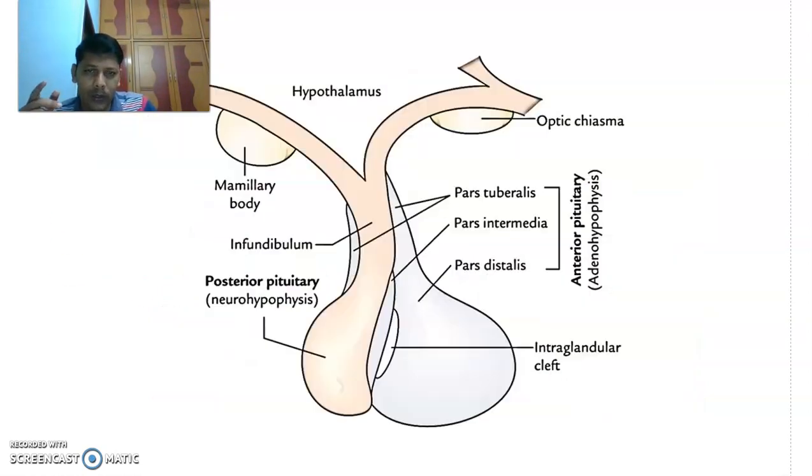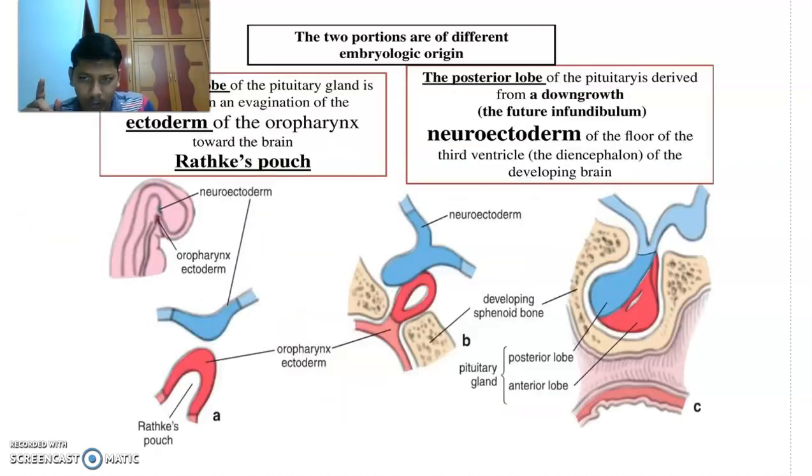That is the origin of the anterior lobe, how it is formed. Now we can come to the posterior lobe. The posterior lobe of the pituitary gland is derived from the downgrowth of the future infundibulum, the neurectoderm of the floor of the third ventricle of the developing brain.